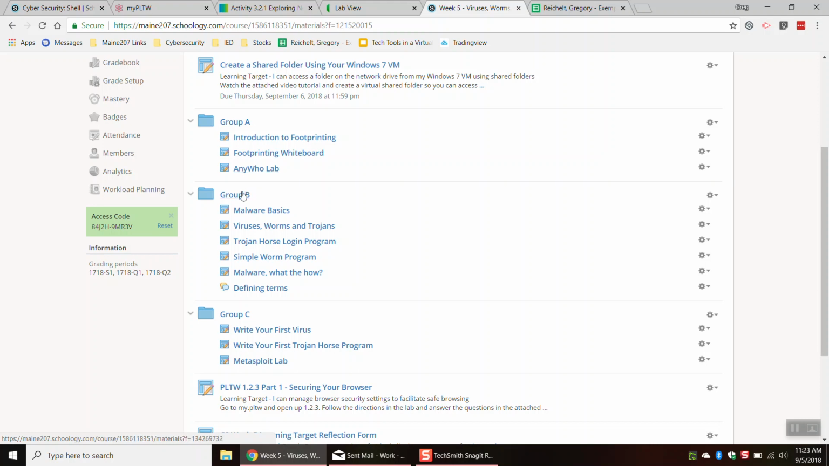Group B will report out to the class about what they learned about viruses and Trojan horses. And group C will report out to the class about what they learned about writing viruses and what Metasploit is.